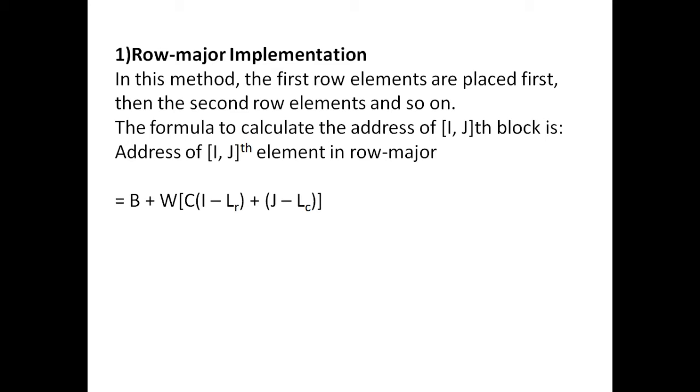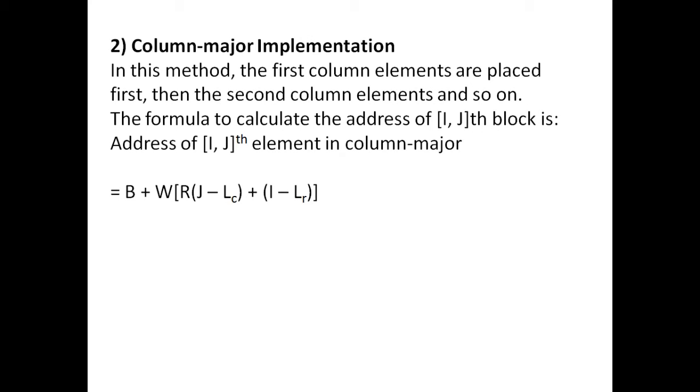We have some calculations using row major. Then we can see we have column major implementation. In this method, the first column elements are placed first, then the second column, and it keeps on going. There is a formula again to calculate the address of the ijth element, B plus W. See the difference here, the column is replaced by row, rest everything is the same. Column is replaced by row.